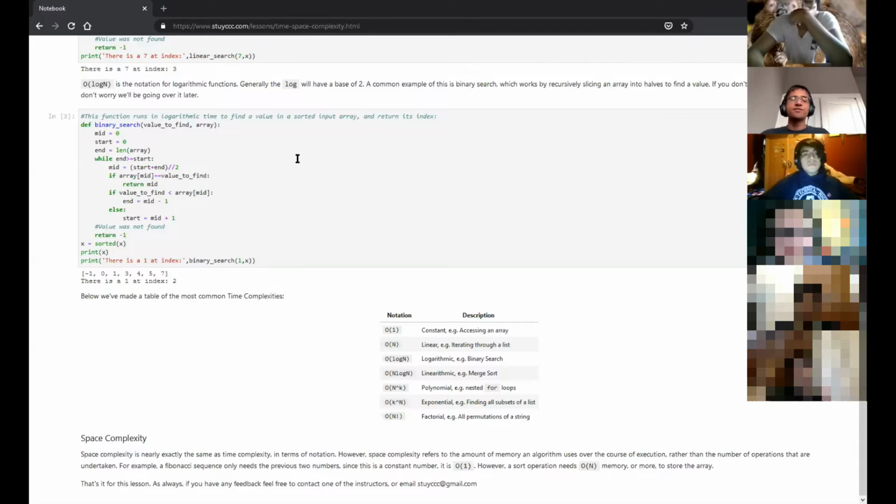Now, don't worry if you don't understand or know what binary search is, because we're going to be going over that briefly in, I think, another lesson next week or in 2 weeks. Yeah, next lesson. So in 2 weeks, probably.